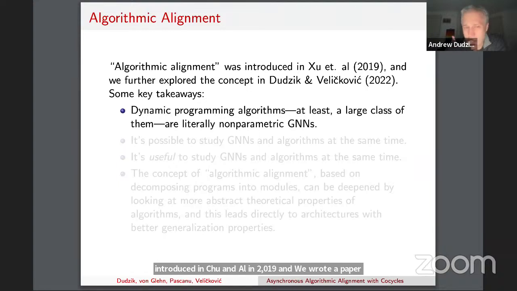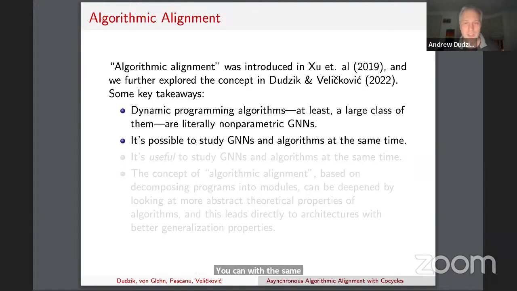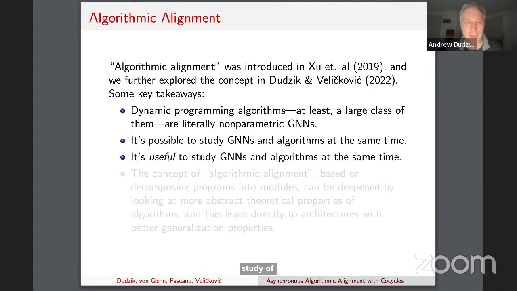Some takeaways from our approach: in the first place, dynamic programming algorithms, at least most dynamic programming algorithms, are literally non-parametric GNNs. They're operating on graphs, in much the same way with the same kinds of equations and so on. With the same framework, you can approach the study of GNNs and the study of algorithms. You can sort of treat them under the same umbrella. And that's a good thing. It leads to architectures that generalize better. It leads to good ideas.